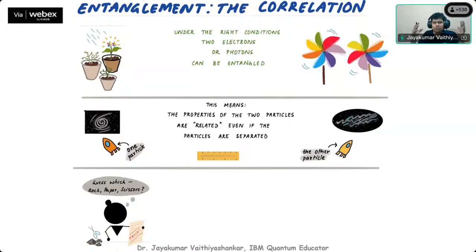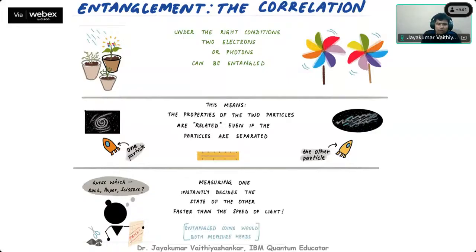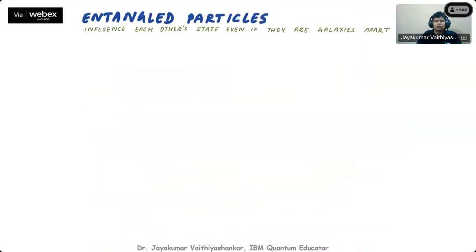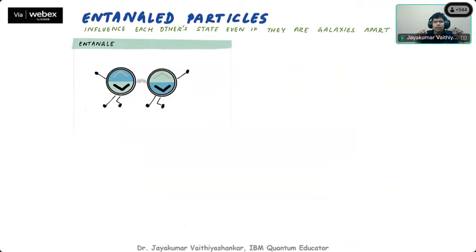Okay, so this is related to a beautiful quick game called rock, paper, scissors. Most of us know that 3 persons are playing rock, paper, scissors. Measuring one of the persons instantly decides the state of the other, faster than the speed of light, at least theoretically. If three persons are playing rock, paper, scissors, you instantly know who is the winner and who is the loser, right? So the entangled particles can influence each other's states even if they are separated by galaxies.